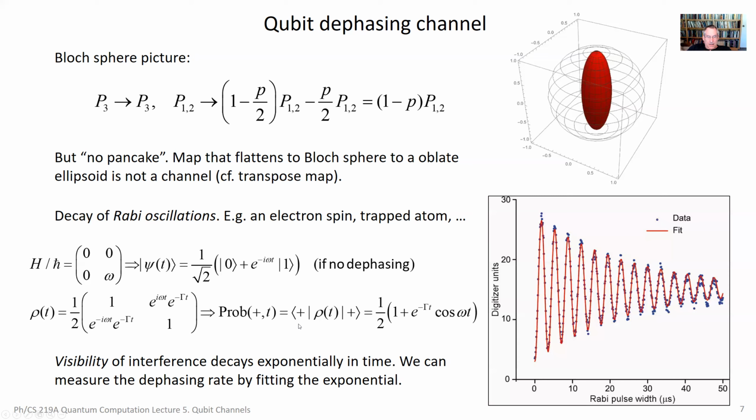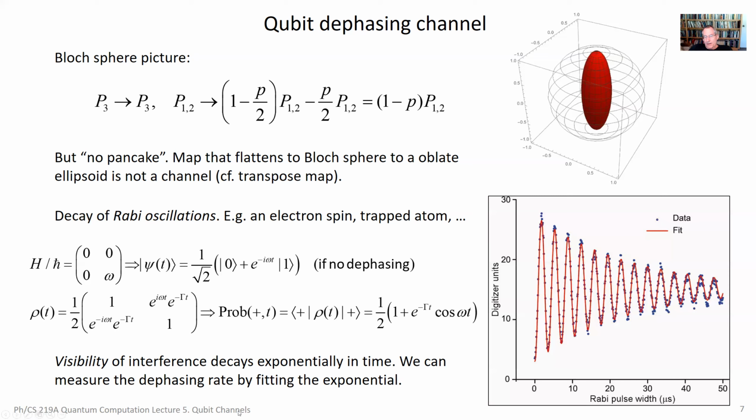So what this does is it just gives me 1/2, from squaring that 1 over the square root of 2, times the sum of the 4 entries in this 2 by 2 density operator. And of course, that means I get 1 plus 1 plus e to the minus gamma t times e to the i omega t, plus e to the minus gamma t times e to the minus i omega t. Adding together the e to the i omega t and e to the minus i omega t gives me twice the cosine.